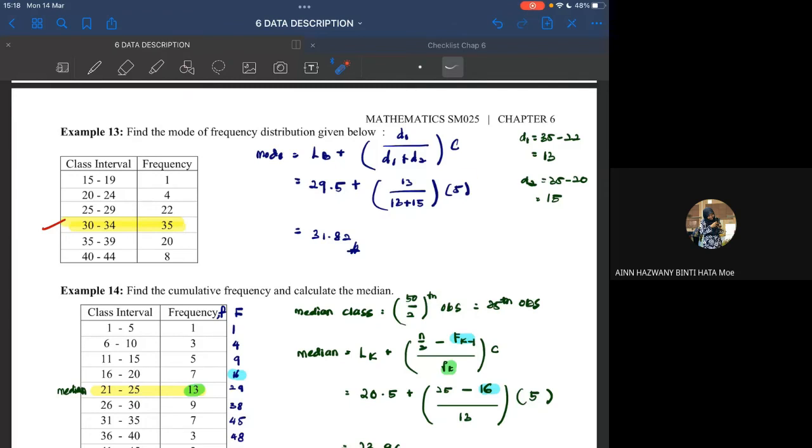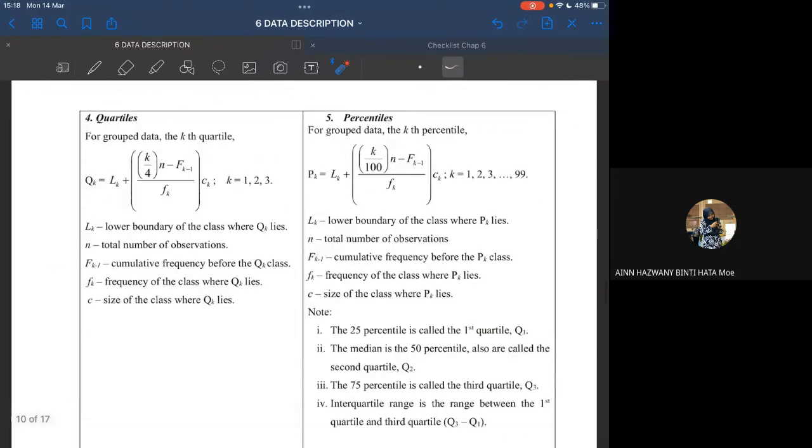Kadang-kadang semua dah betul, class size kamu salah sebab kamu kira guna jari kamu. Tapi kamu tak start dengan 30, kamu start dengan 31. 31, 32, 33, 34. Sebab tu kamu tulis class size kamu 4. Okay, salah. Sebab tu saya tak galakkan kamu kira guna jari kamu ikut interval ni. Just stick with upper boundary minus lower boundary for your class size. Contoh kat sini upper boundary kita ialah 34.5, lower boundary ialah 29.5. So that's going to be 5. So that is how we find the mode of group data.